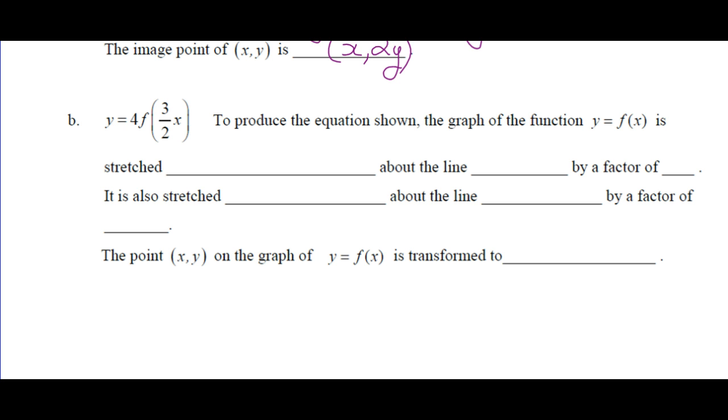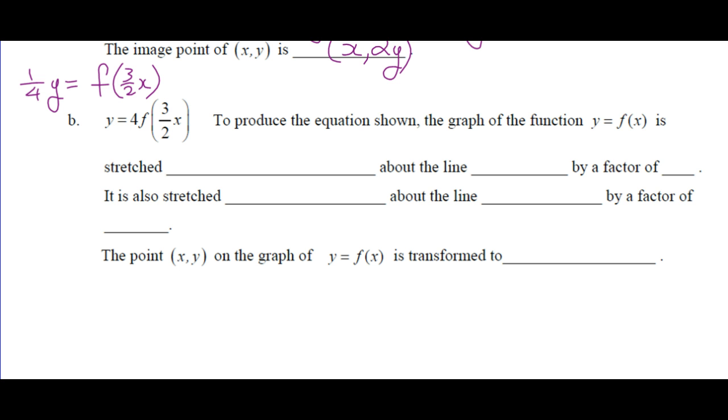For f of 3 halves x. Do you want to try this on your own? No, there's fractions. Graph y is stretched. Okay, so what we might want to do is put this back into form, right? So maybe I'm going to write 1/4 y is equal to f of 3 halves x. Okay, and maybe not, right? But you might start out that way. You start on 1/4 y, then you rewrote it with the 4 there. Okay, so produce the equation.